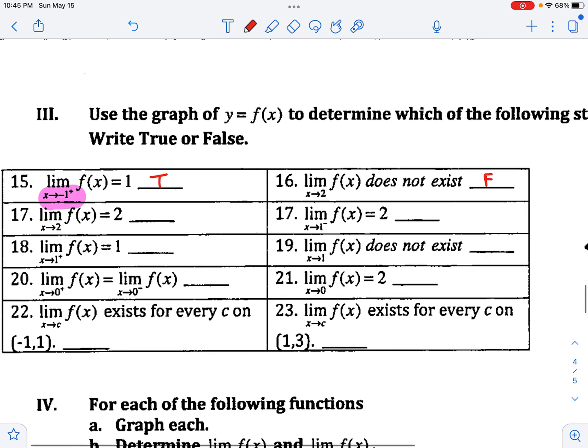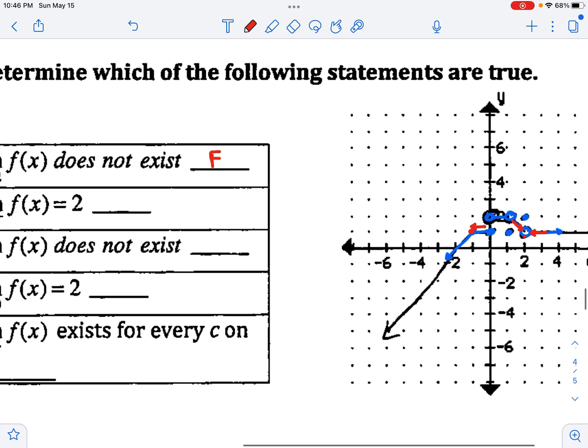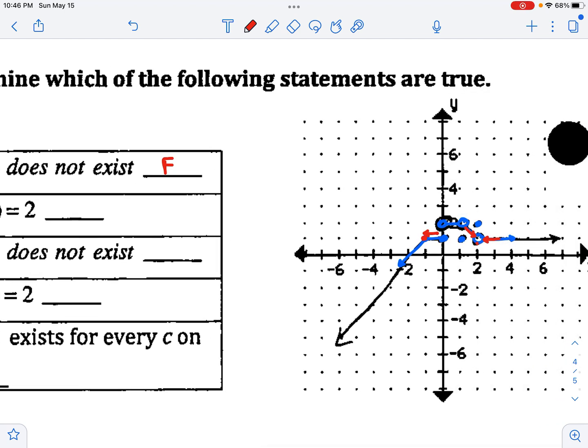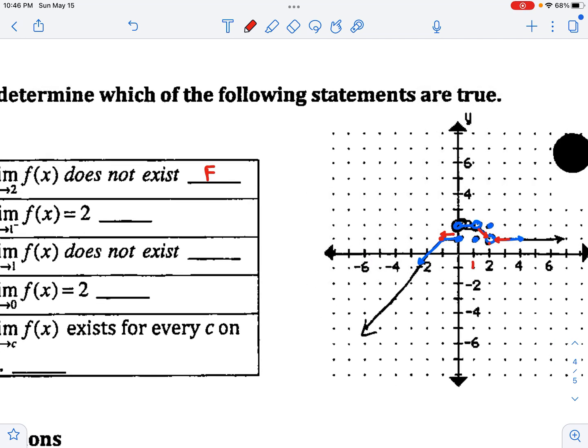All right, it wants the limit as x approaches 2 is equal to 2. Well, we just figured out that it equals 1, so therefore we know that that is false. All right, x is approaching 1 from the left side is equal to 2. Okay, so here's my value of 1. And as I'm approaching from the negative side, it looks like it is hitting the point 1, comma 2. So therefore, I'm going to say that that is true.